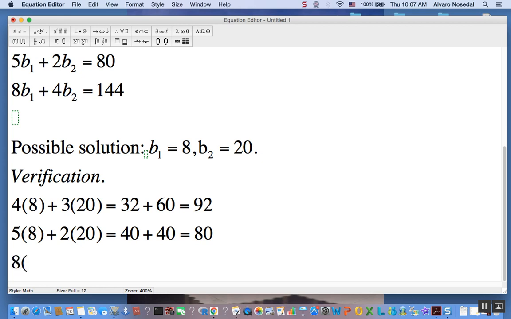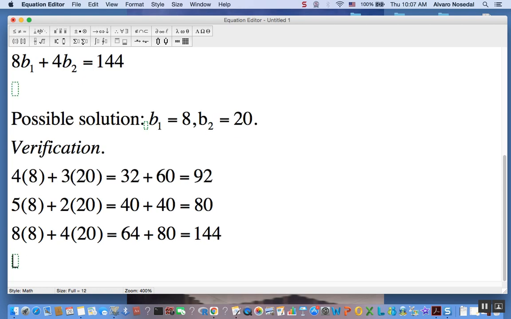Now 8 times 8 plus 4 times 20, that's going to be 64 plus 80, which happens to be 144. So, as I claimed, that pair of numbers, b1 equals 8 and b2 equals 20, is a solution for the system of linear equations. Make sense? Okay.